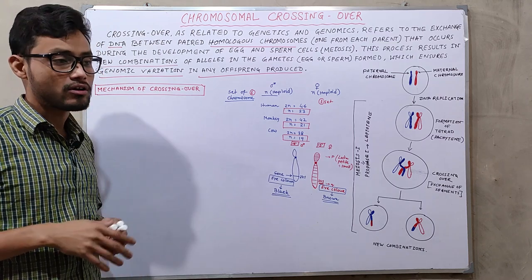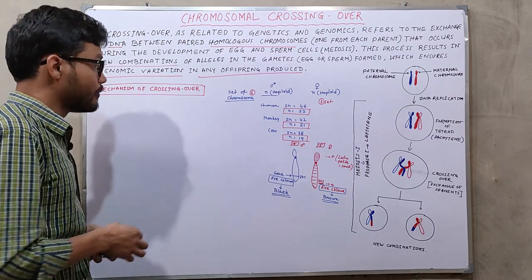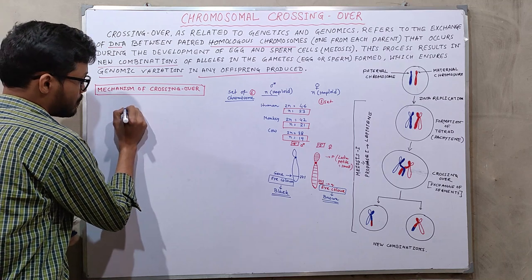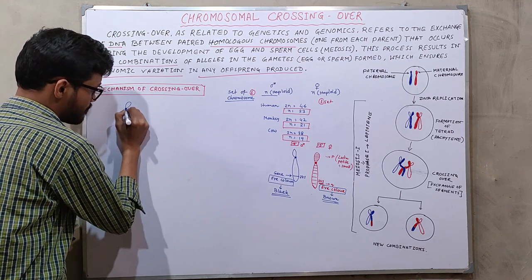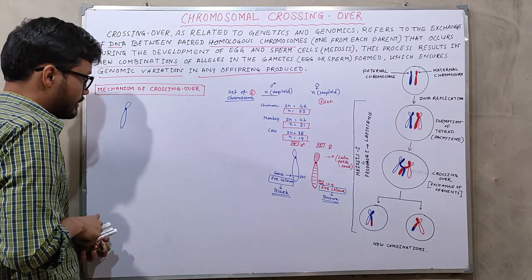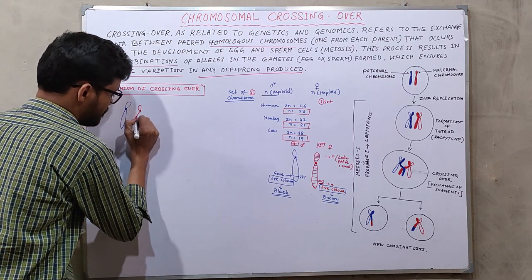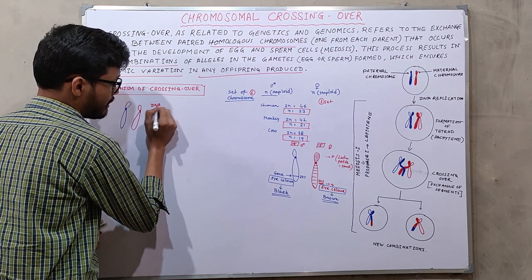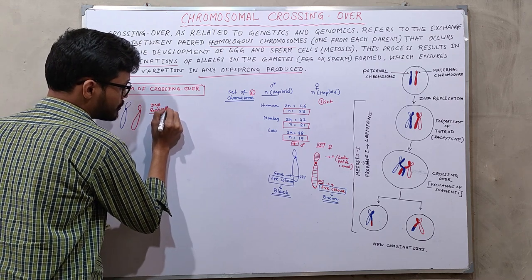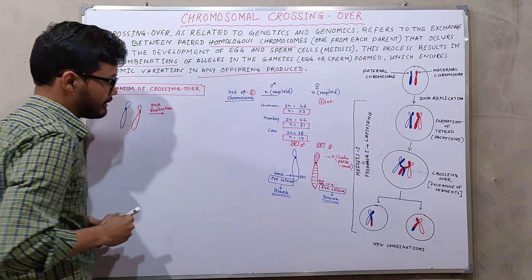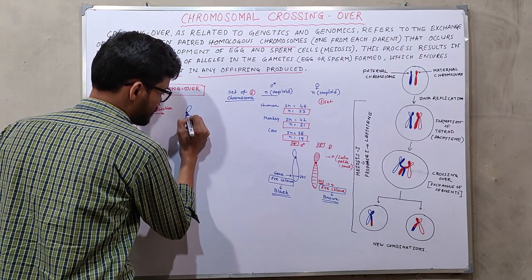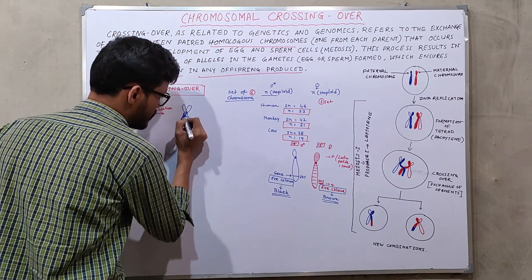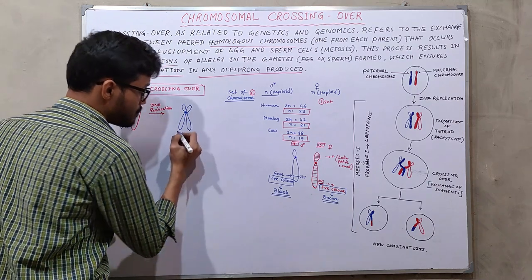So in the gamete cells of sexually reproducing animals, when meiosis occurs, let's assume this chromosome belongs to the father and this chromosome belongs to the mother. They are getting duplicated by DNA replication. After replication, this chromosome has duplicated and produces its identical copy, which is known as a sister chromatid.